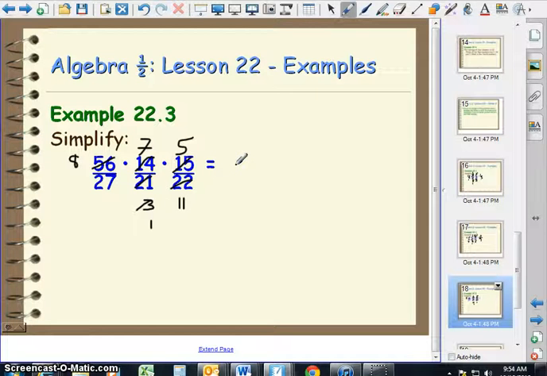So I'm left with 8 times 7 times 5, which is 280. And the bottom, I'm left with 27 times 1 times 11, which is 297.